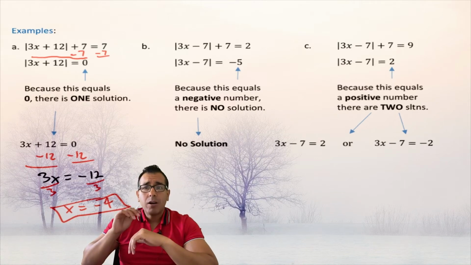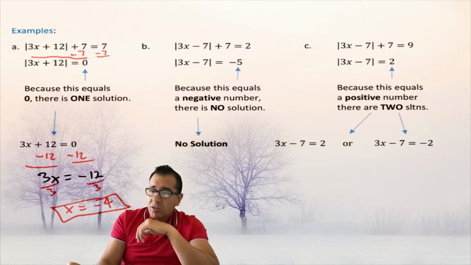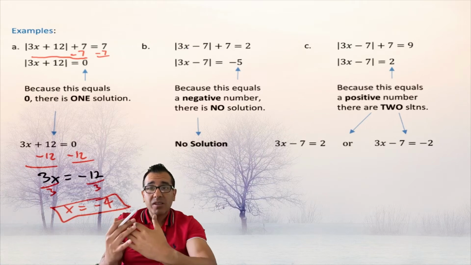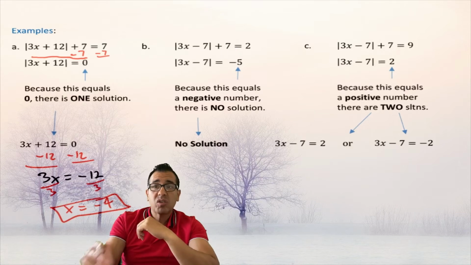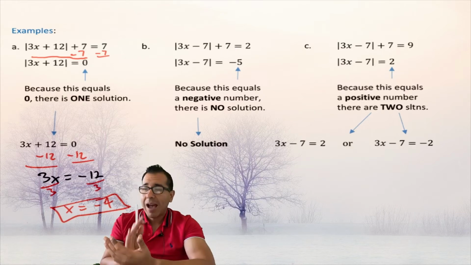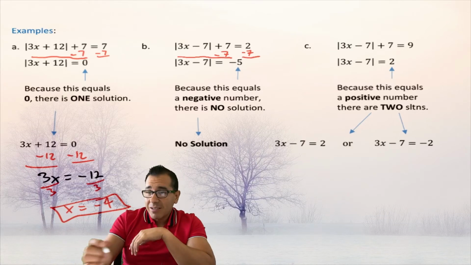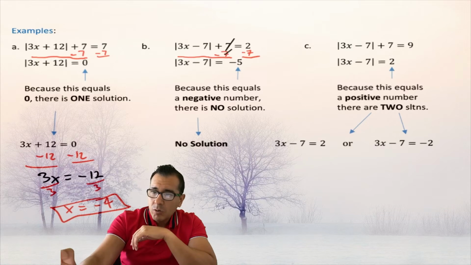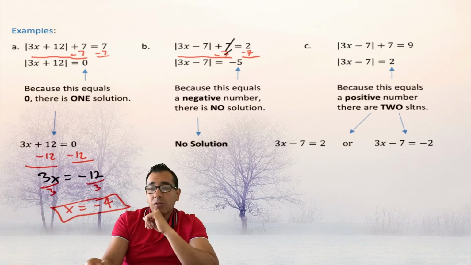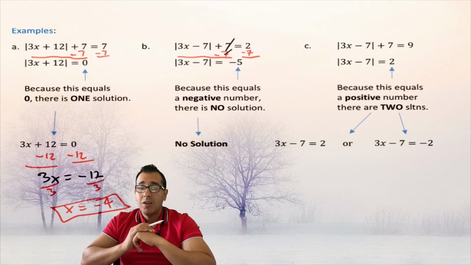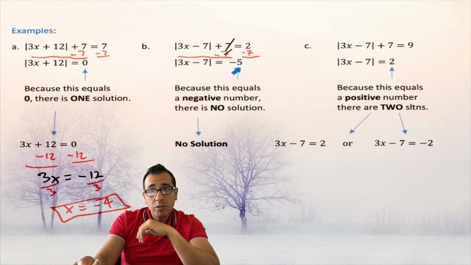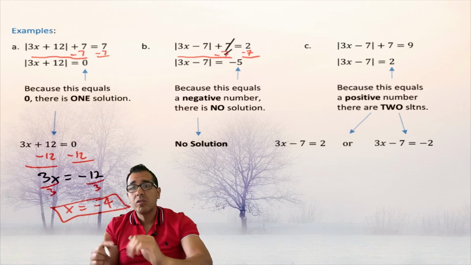All right, part B here. Let's take a look at what we have. So now we have the absolute value of some expression plus 7, and now it equals 2. Same thing, we want to isolate the absolute value, get it all by itself. So I'm going to subtract 7 from both sides. Now that those 7's cancel, you're left with the absolute value equals -5. Notice this number, what it's equal to, is negative. So because this equals a negative number, there is no solution.